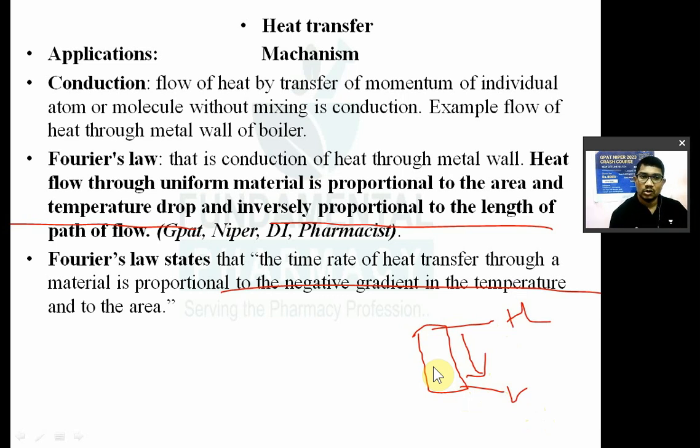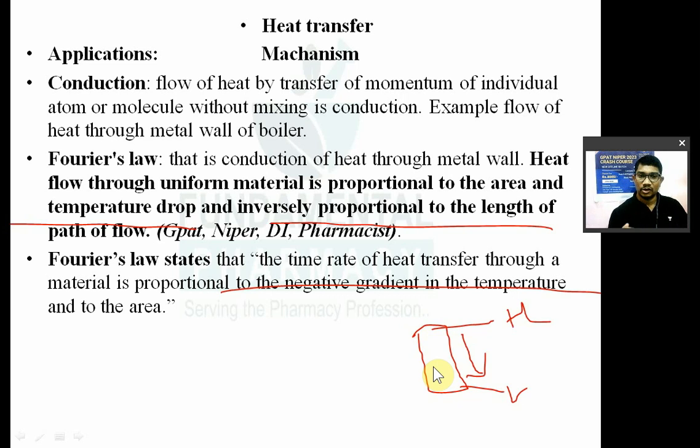Fourier's law states the same thing. The time rate of heat transfer through a material is proportional to the negative gradient. जितना ज़्यादा डिफरेंस रहेगा उतना ज़्यादा हीट जल्दी फ्लो रहेगा. मतलब हायर टेम्परेचर लोअर टेम्परेचर में कितना ज़्यादा डिफरेंस है, बहुत कम डिफरेंस है तो वहाँ पे हीट फ्लो का रेट कम रहेगा. जैसे यहाँ एक साइड पे आपका टेम्परेचर है 10 डिग्री सेल्सियस और एक एंड पे टेम्परेचर आपका 90 डिग्री सेल्सियस, तो वहाँ पे एकदम फास्ट हो जाएगा फ्लो.